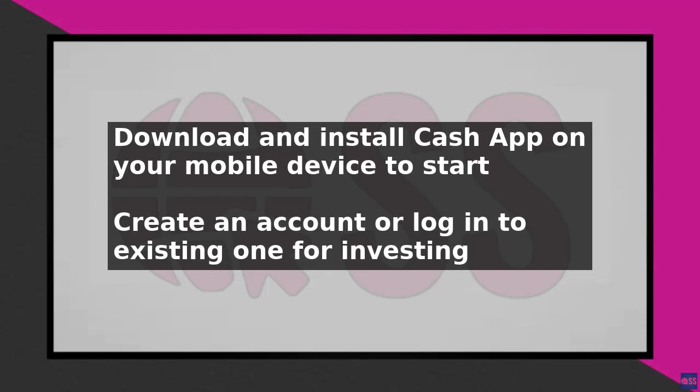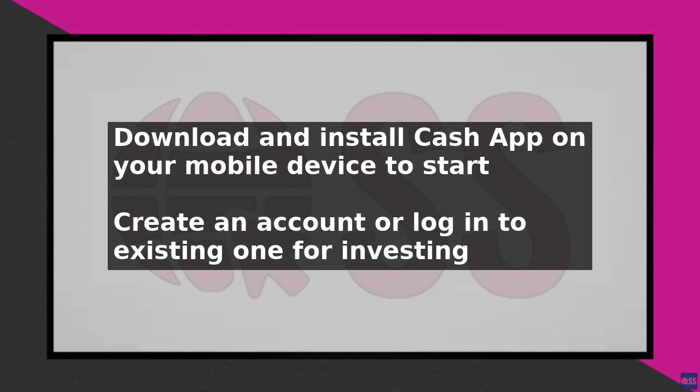To use Cash App for stocks, start by downloading and installing the Cash App on your mobile device. Once installed, create an account or log in if you already have one. Navigate to the investing section of the app, which is typically represented by a graph or stock icon.